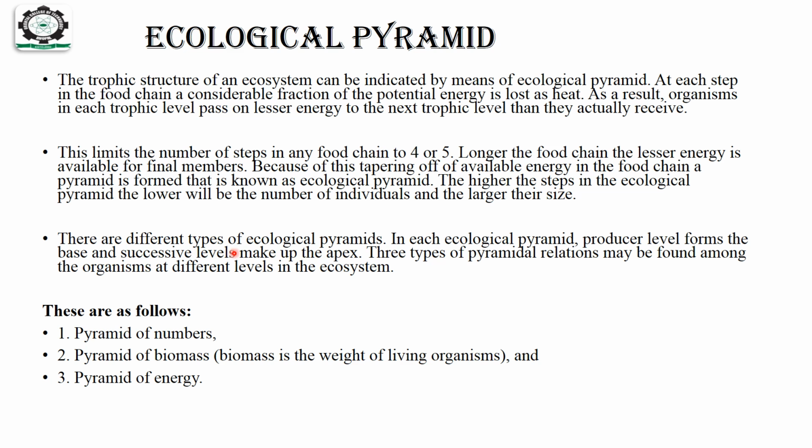There are different types of ecological pyramids. In each ecological pyramid, the producer level forms the base and the successive levels make up the apex. Three types of ecological relations may be found among the organisms at different levels in the ecosystem. These are as follows: pyramid of number, pyramid of biomass, pyramid of energy.